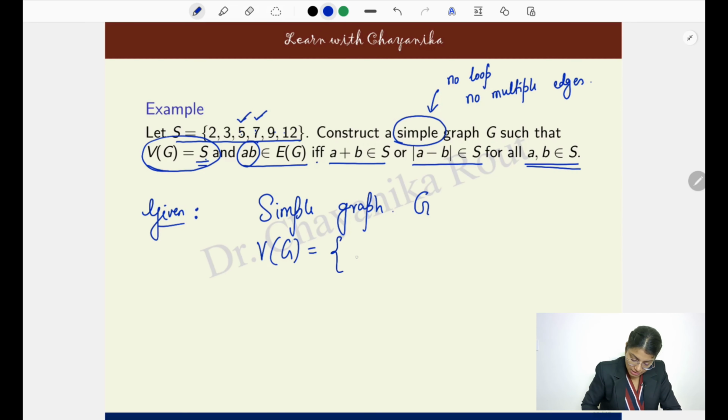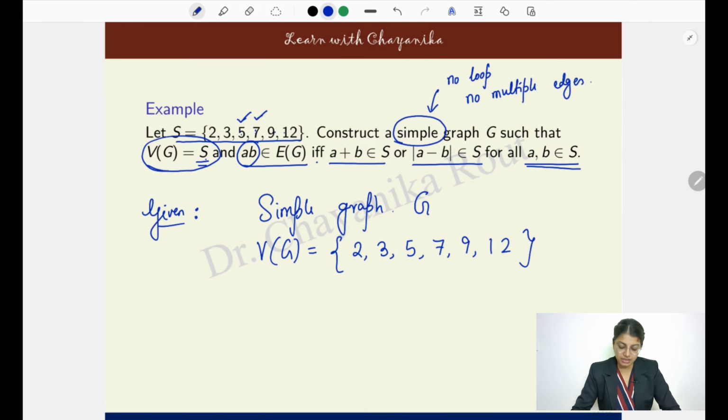So the Vg is going to be 2, 3, 5, 7, 9, 12. So at the very moment we understood that there are going to be 6 vertices in your graph, and the labelings for those vertices would be 2, 3, 5, 7, 9 and 12. So these will be the labelings that we will be using for the vertices in our graph. Next is the edge set.